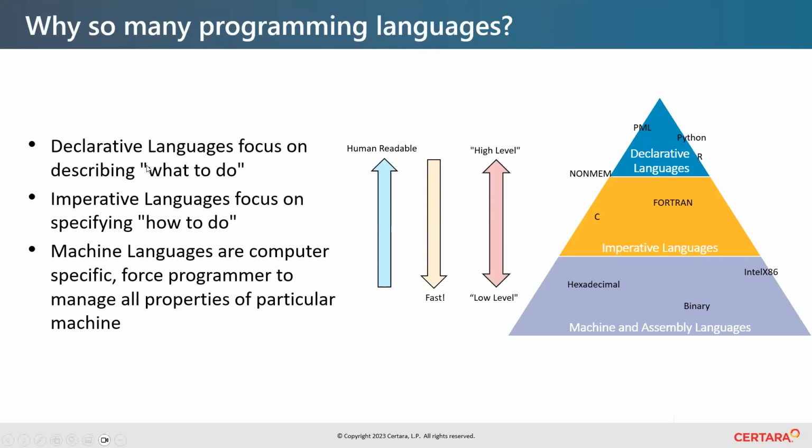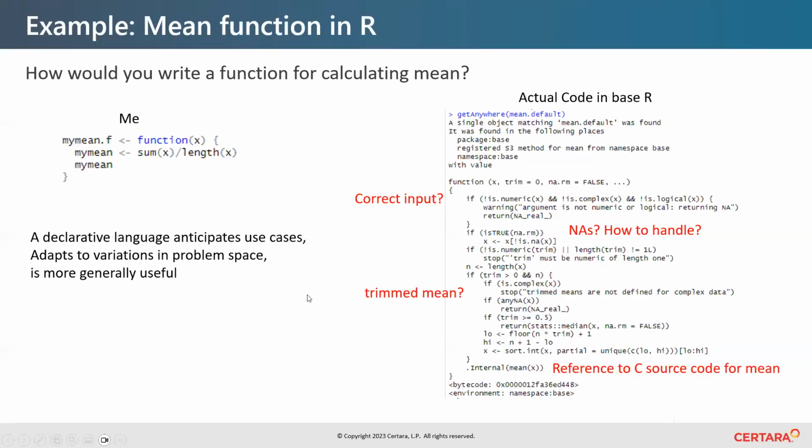And essentially, as Mike mentioned, these declarative languages focus on describing what to do, not so much how to do. But there's give and take. To look at an example that really puts this in context, I think, is to ask, how would you write a function for calculating a mean? So in my mind, I'd have X as some vector of numbers, and to calculate the mean, I'd take the sum of those numbers and divide by the length.